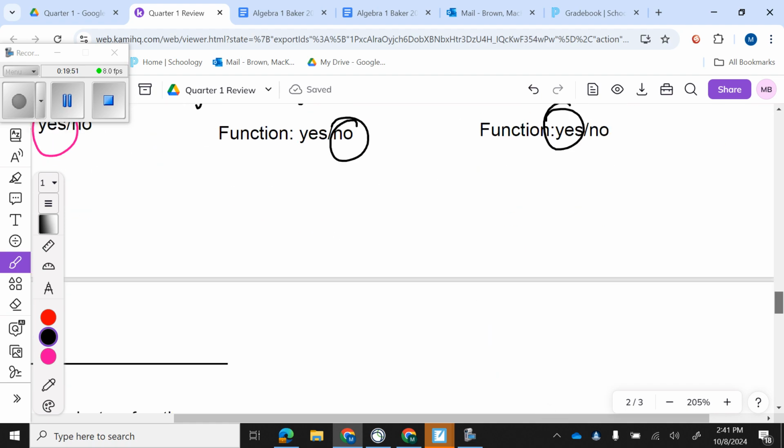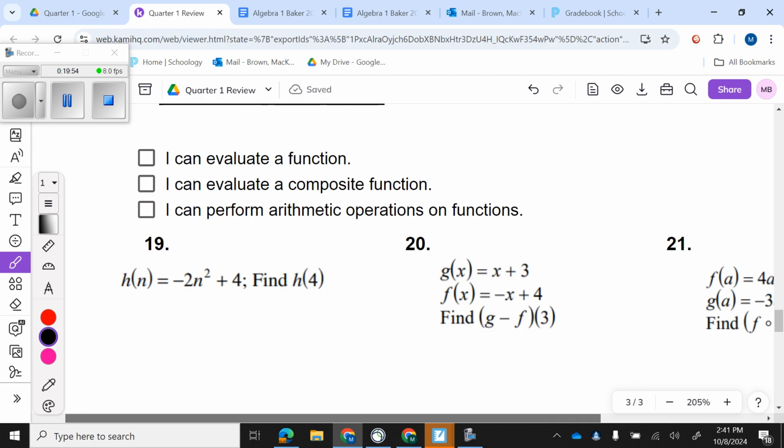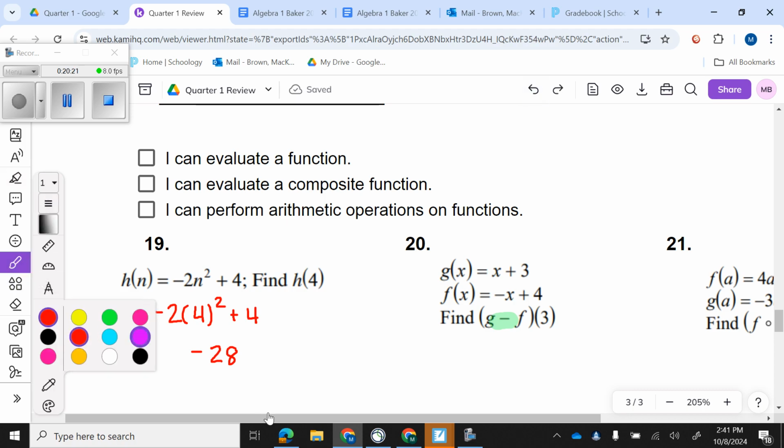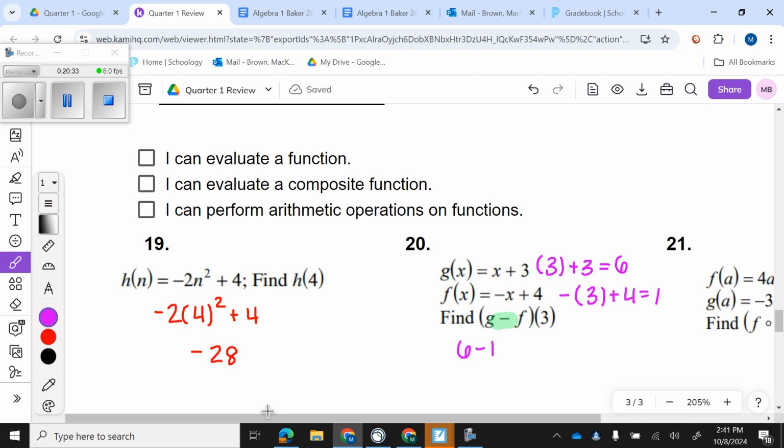All right, flip. Okay, I've got one of each of these. I'm going to find f of 4. I'm going to substitute 4 into the function. So I'm going to have -2 parentheses 4 squared plus 4. When I put that in my calculator, you should get negative 28. All right, on this guy, I'm going to put 3 into both these functions, and then I'm going to subtract. So I'm going to have 3 plus 3, which gives me 6. And then right here, I'm going to have negative parentheses 3 plus 4, which gives me 1. I got to subtract, so I'm going to do 6 minus 1, which gives me 5.